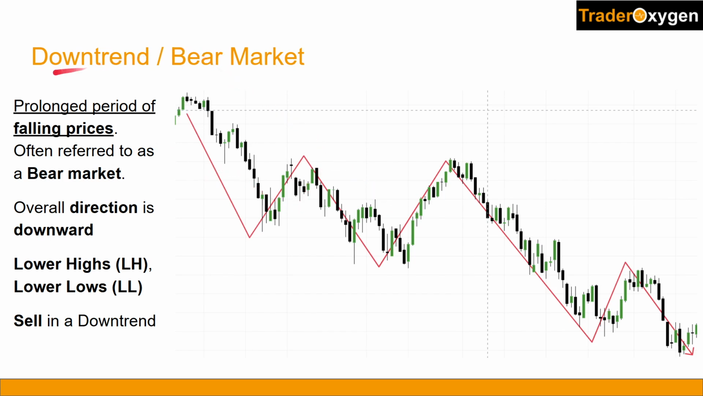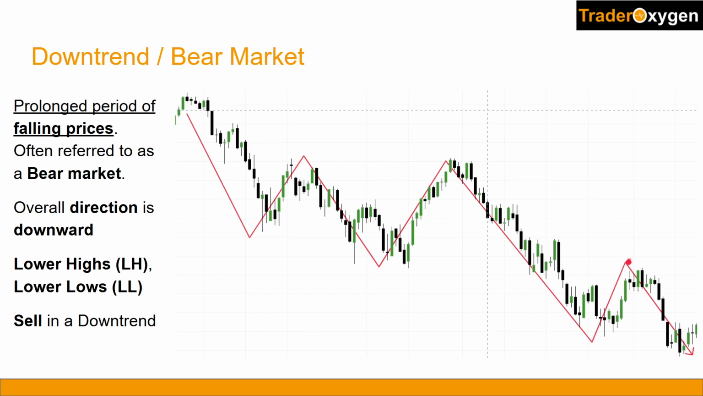Falling prices. So what is a downtrend? The price is falling for a longer, considerable time period. It's known as a bear market. As you can see, the overall direction is going down. The price is going down. It's making lower highs and lower lows. These are lower highs, and these are making lower lows.